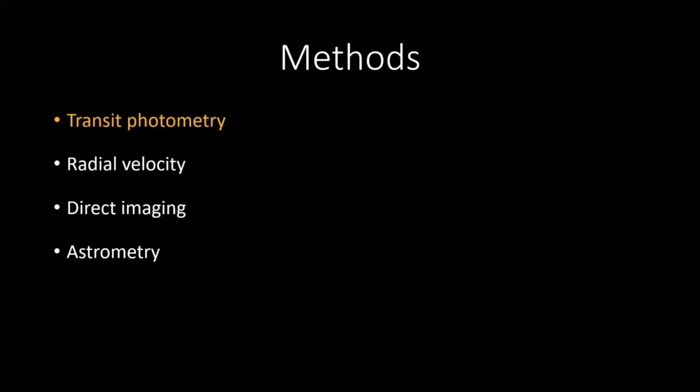Many methods are available to detect exoplanets. In this presentation, I will talk about 4 of them: transit photometry, radial velocity, direct imaging, and astrometry. The order is in decreasing number of exoplanets discovered using that method.